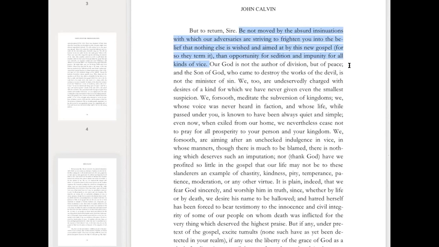This was another condemnation of Protestant teaching, that since Luther taught justification by faith alone and the free forgiveness of Christ, the accusation was that you could just keep on sinning and not have to worry about it, right? And so Calvin is saying this is a slander, a distortion, right?